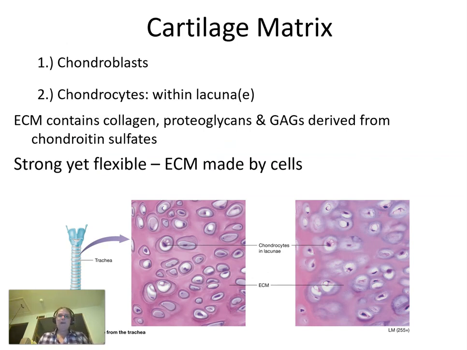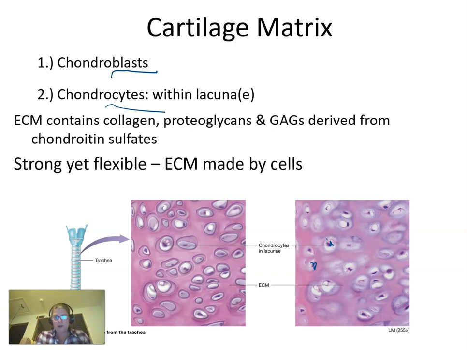It's gel-like. And when we look at the cells, we see chondroblast and chondrocyte. So remember, blast means immature. So the chondroblast makes cartilage, and the chondrocyte maintains cartilage. So you can see the cells here. You can kind of see right here. I'll try to draw a little bit.